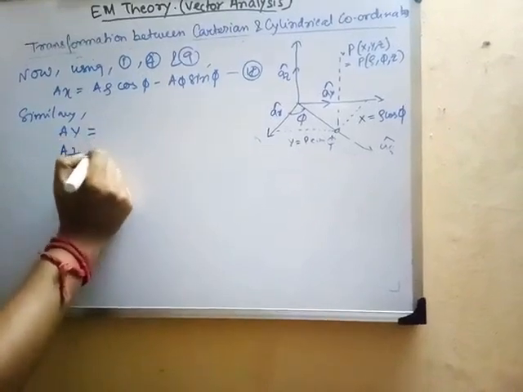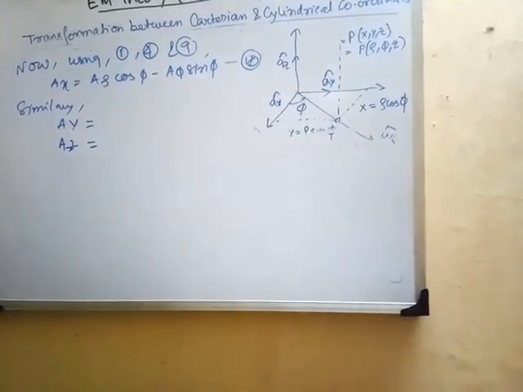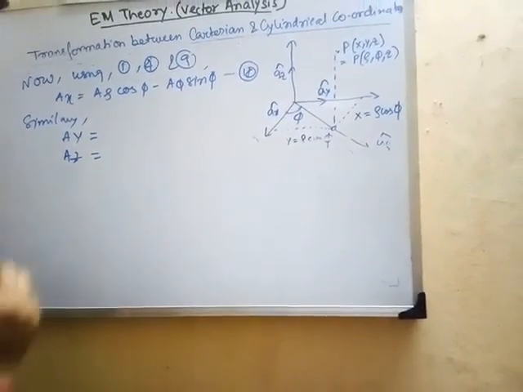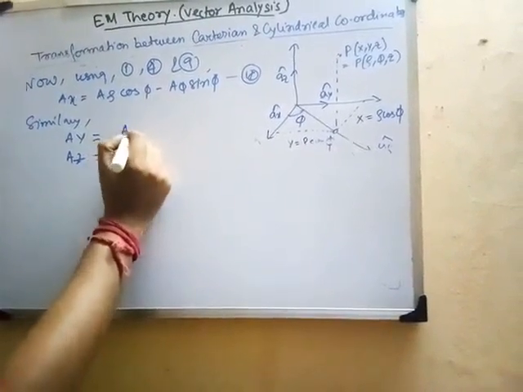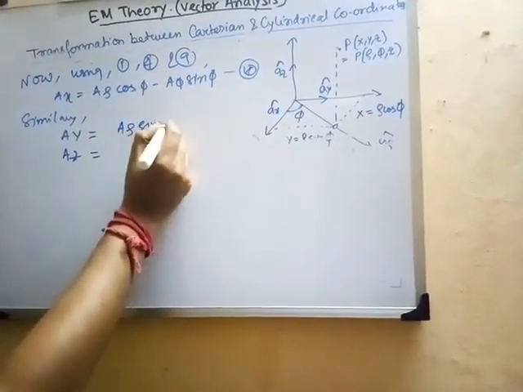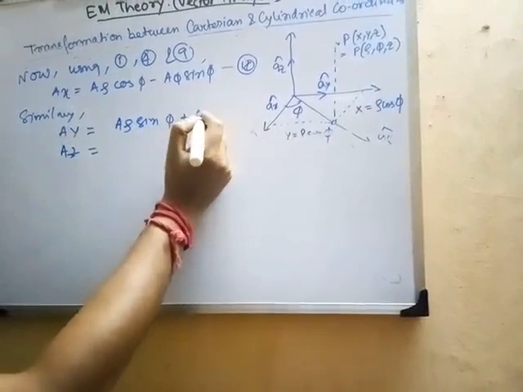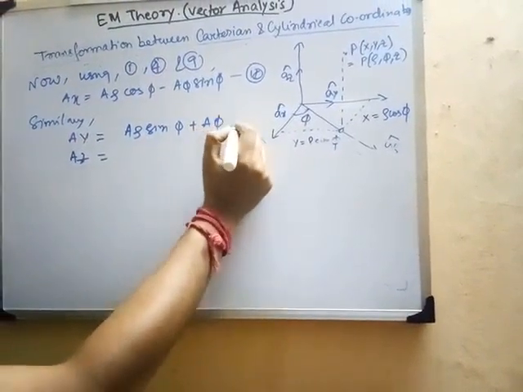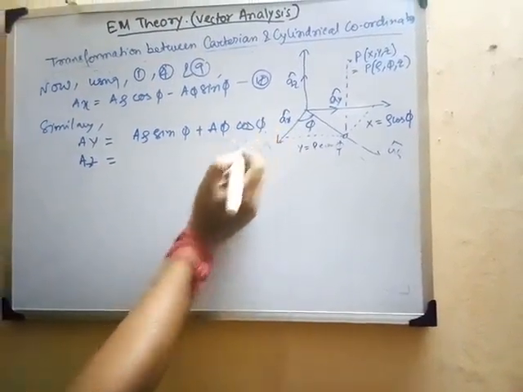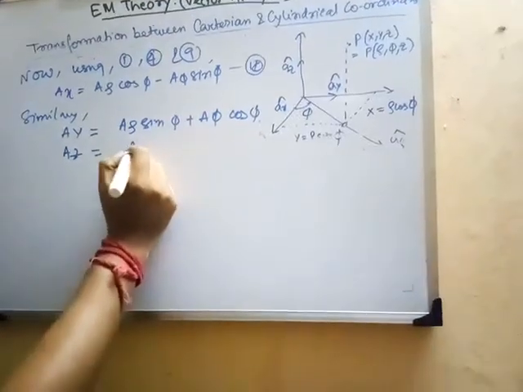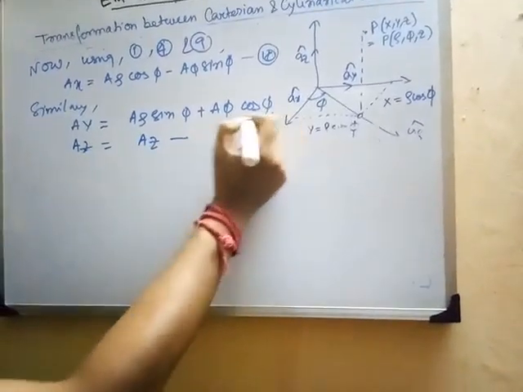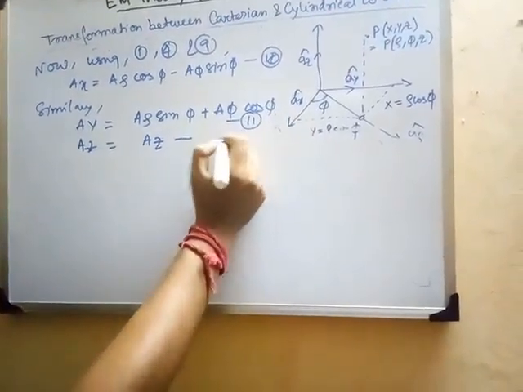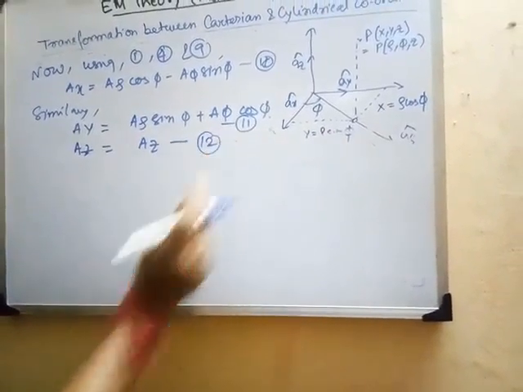I am writing the values directly, you can calculate by yourself also. So Ay can be evaluated, it comes A rho sin phi plus A phi cos phi, and Az will be equal to Az. So this is your equation number 11 and this is your equation number 12, right?